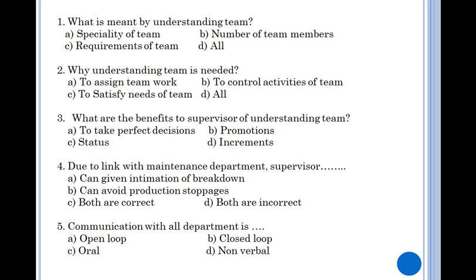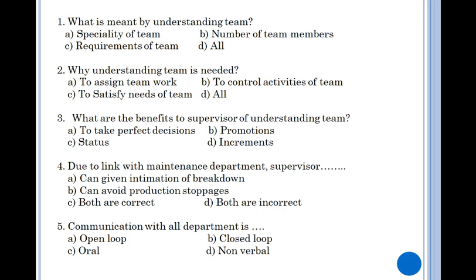In this question, the supervisor is linked with the maintenance department. Then what are the possibilities? He can give an intimation of breakdown. Yes, he can give intimation of the breakdown, and can avoid production stoppages. It is also right, he can avoid the production stoppages. So the correct option will be C, that is both are correct.